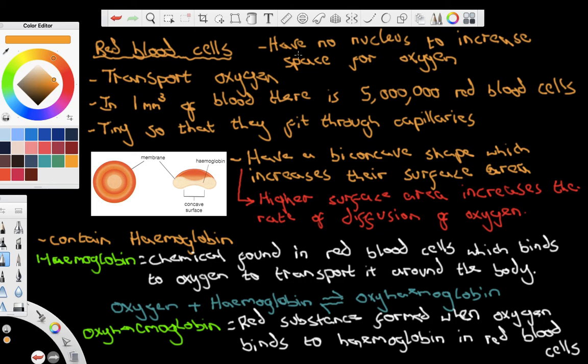A very common 6-mark question is that you can be asked what are the adaptations of red blood cells to allow them to do their job. Everything in orange on here are the adaptations. You've got 1, 2, 3, 4, 5, 6. Those would give you your marks.